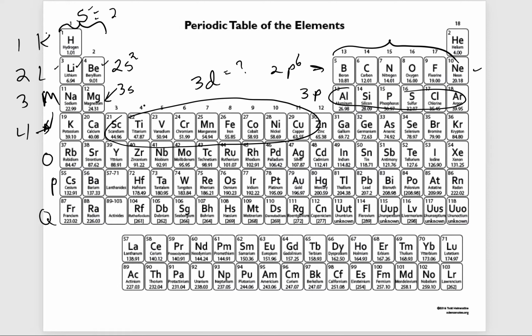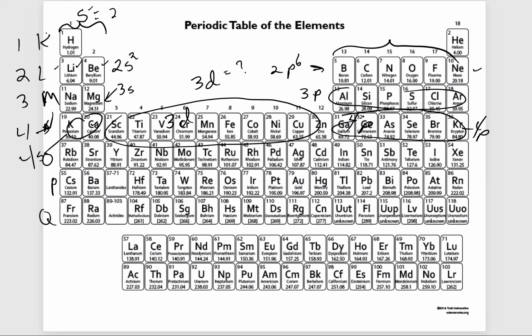With row 4, we're filling in the 4s electrons. So the 4s electrons will go there. And we're going to fill in the 4p electrons here. But what's happening is that before we fill in the 3d, we're going to fill in those 4s. So the order of the electron filling is 3s, 3p, 4s, then 3d, and then back to 4p.